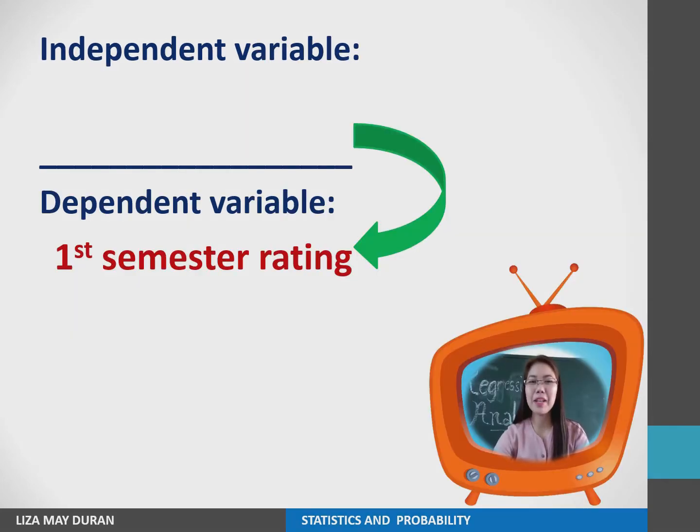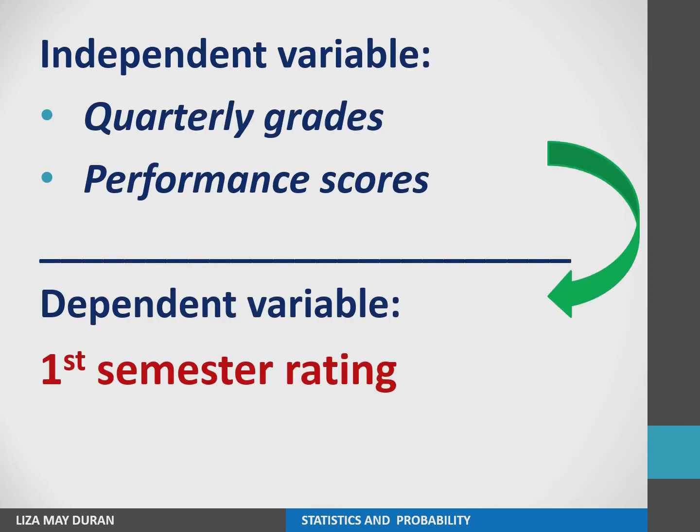Second, the dependent variable is a first semester rating. What is the independent variable? For the item on the first semester rating as a dependent variable, the possible independent variables are the following. It could be that your quarterly grades affect your first semester rating.